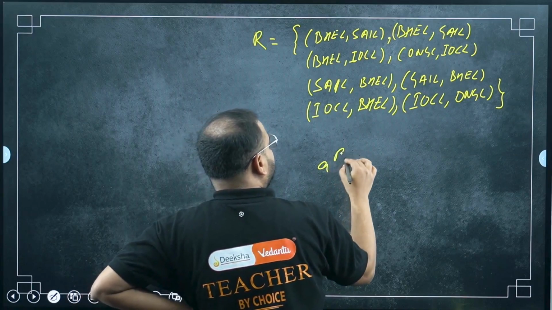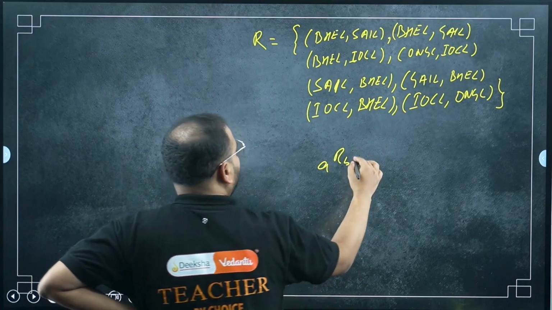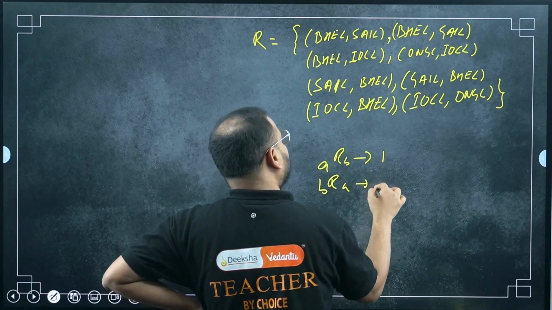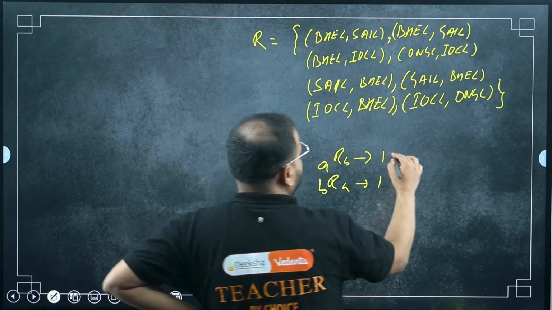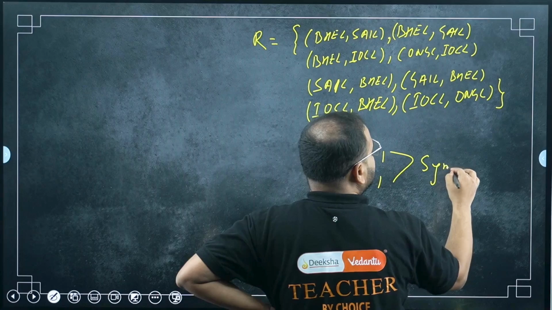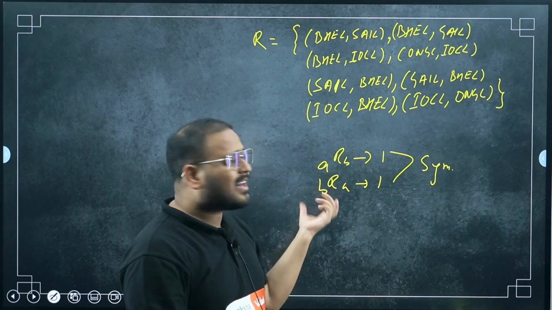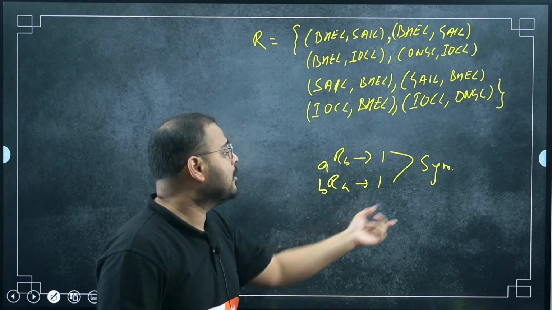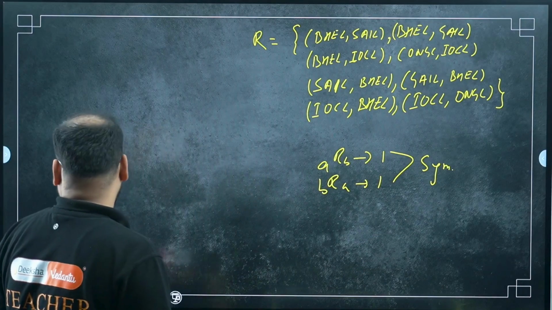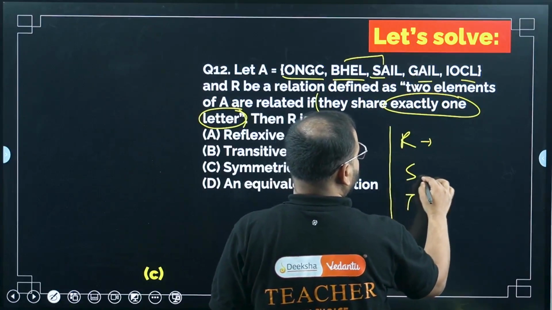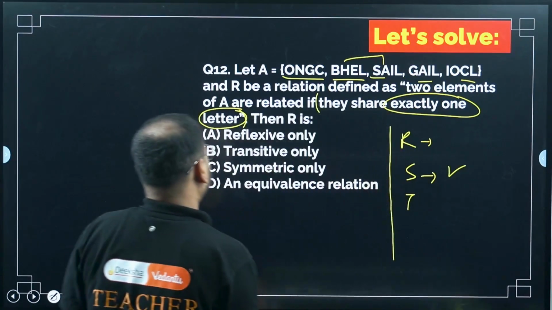If this is confusing, understand it like this. If ARB is having only one letter common, then obviously BRA will also have only one letter common, no? So from here we can say directly that symmetric is there, sir. Because if ARB has only one letter common, then BRA also has the same single letter common. So symmetric is there. Let's check symmetric and transitive. So this we got right.